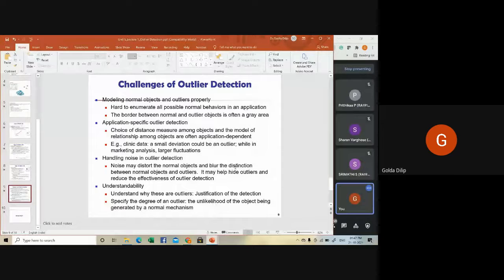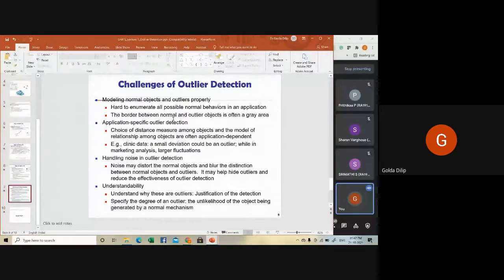The border between the normal and the outlier objects is often a gray area, difficult to distinguish between both. The second one is application specific outlier detection. It varies from application to application. It's given here in a clinical example. In clinical data analysis, a small deviation from the normal data set could be thought of as an outlier.